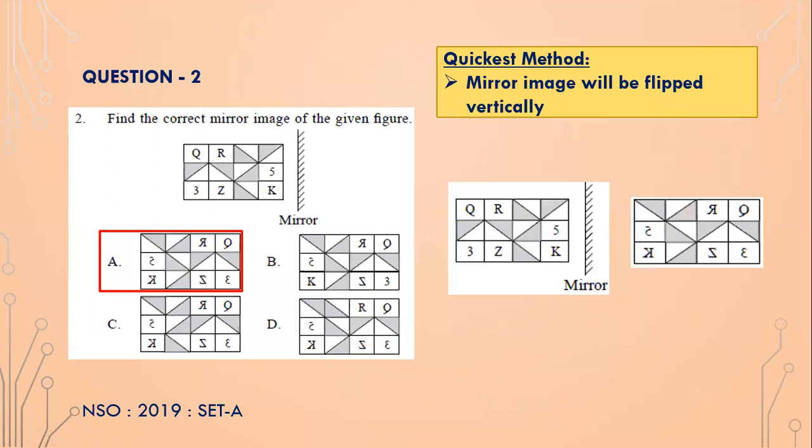Find the correct mirror image of the given figure. Okay, so the mirror is here, so the image is vertically flipped, isn't it? If the tail of the q is pointing this way, in the image it will point that way. If r is pointing this way, r will point the opposite way, 5 will point the opposite way, k will point the opposite way, z will point the opposite way, and 3 will also point the opposite way. So the correct option is option A.